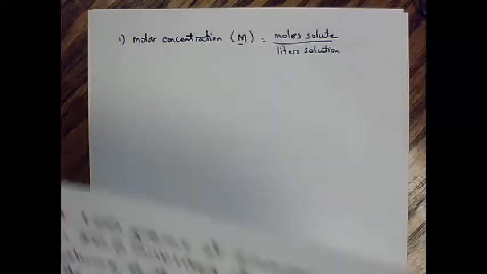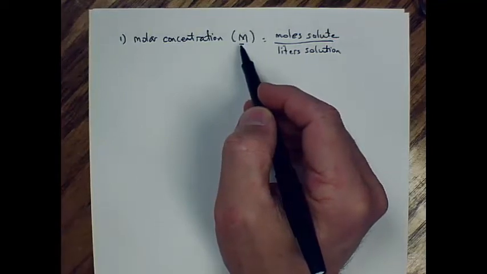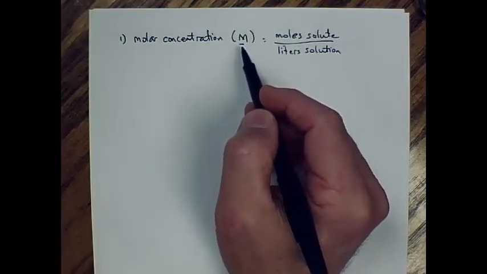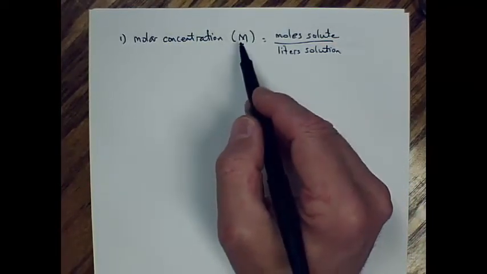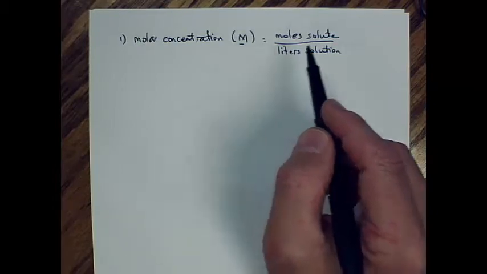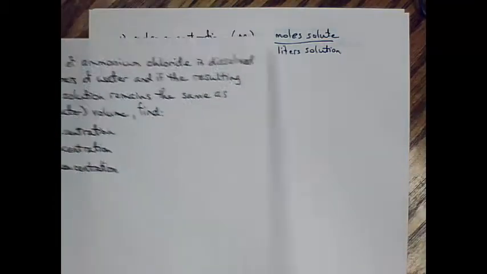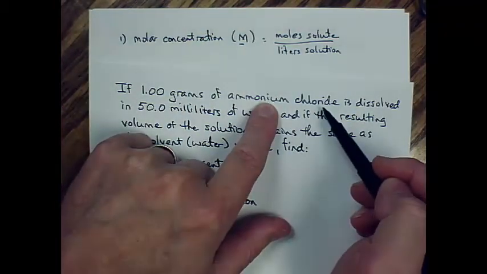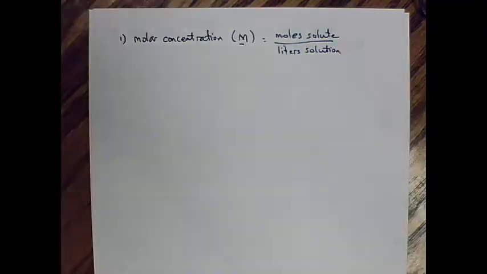Let's remember that molar concentration, which is symbolized by the capital letter M with a line under it when it's being used as a unit of measurement, and a concentration unit of molarity, or molar concentration, is in moles of solute over liters of solution. So looking at the problem here, it says we have 1 gram of ammonium chloride. That's the solute, and we need it in moles. Well, we've been doing that for close to 2 months now. We've been converting grams into moles.